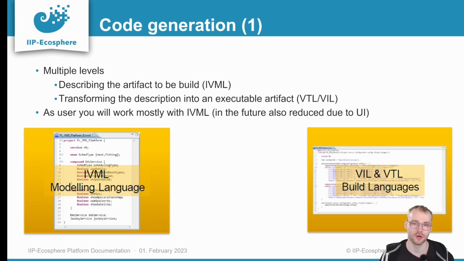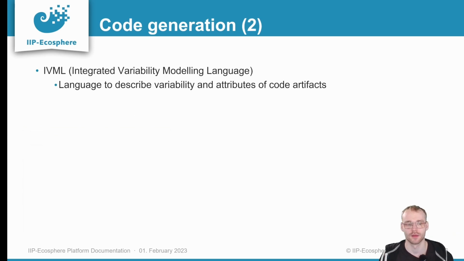In the future, also the IVML part will be superseded by a UI, which should make this whole process a bit more easy. IVML describes the variability and attributes of code artifacts. As an example, we have a service and that service has a name, and that is a variability because other things will be dependent on this name. So every part knows there's a name, and we actually give the name a value, which then is put at every needed instance of this.